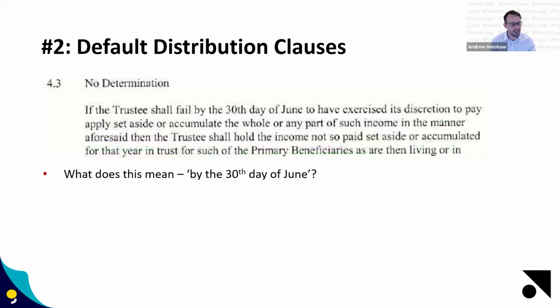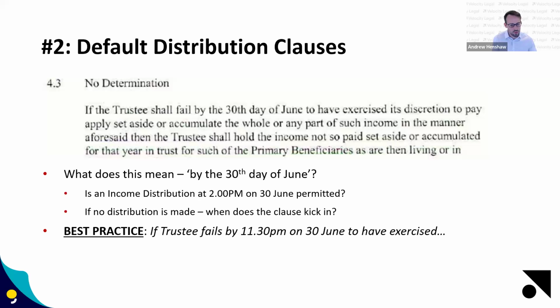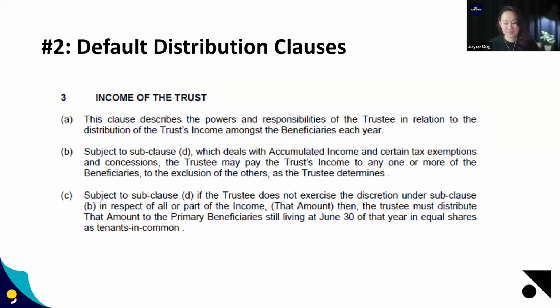And if it's at the start, well, most people date their distribution minutes 30 June anyway. So does the default distribution clause kick in before the minute, essentially? So you want to be specific. Ideally, best practice is the trust deed will say there'll be a time in the trust deed. So it will say, essentially, if the trustee fails by 11:30 p.m., then it goes this way, and it avoids the issue. So the tip there is check the deed, check the default distribution clause. If it doesn't have a time stamp in it, if it doesn't go into hours and minutes, it probably doesn't work. Right. Okay.